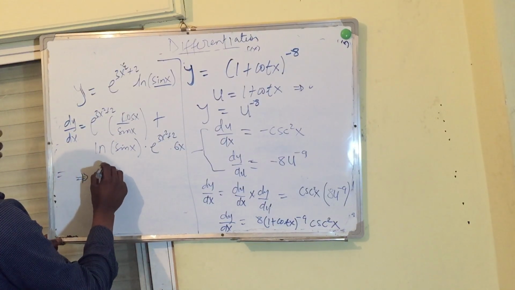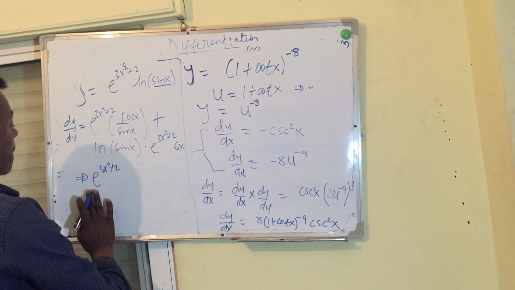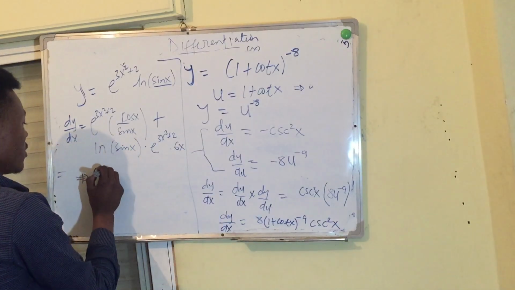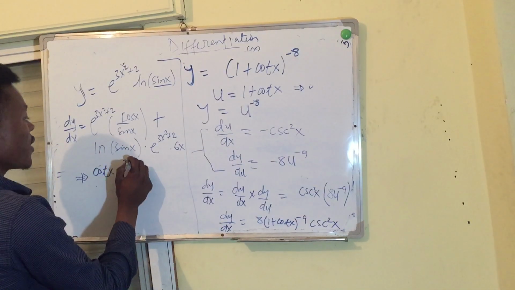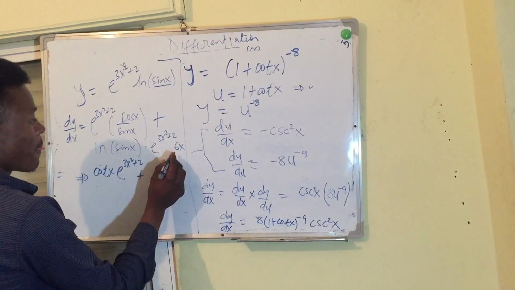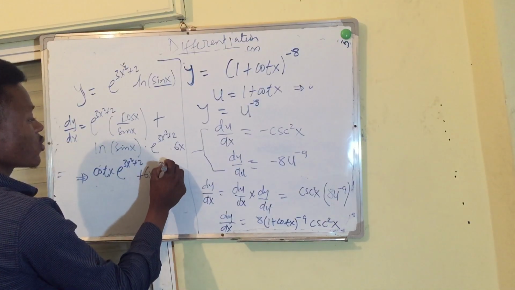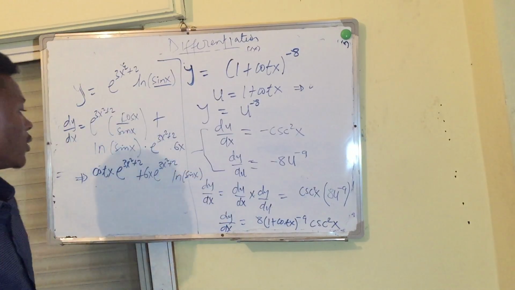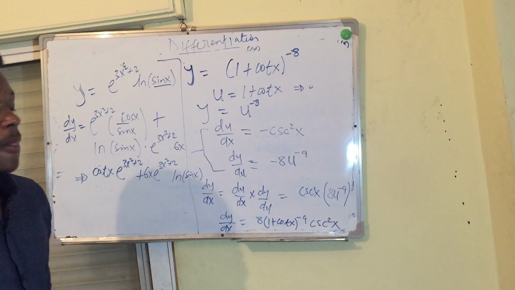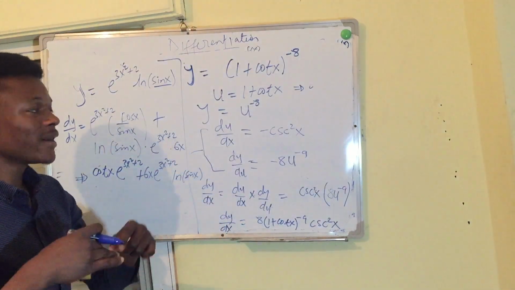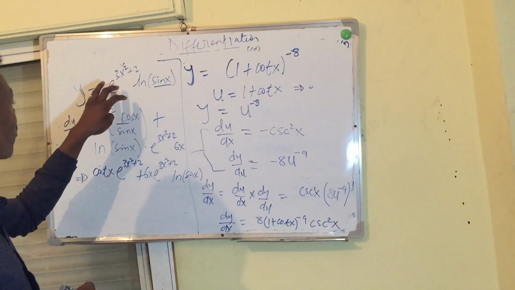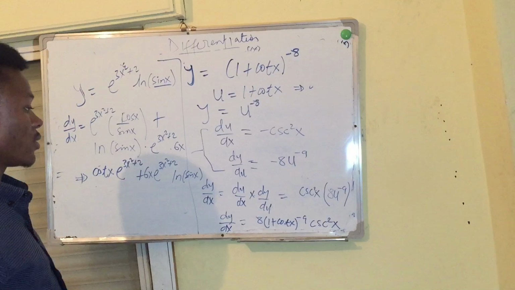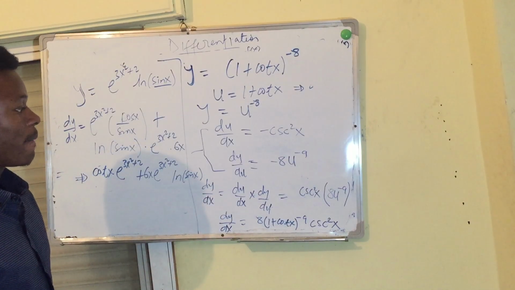So from here, let me simplify it. This is something like exponential of 3x squared plus 2. Let me write it now. cos x over sine x is cot x, right? So this is cot x exponential of 3x squared plus 2, plus 6x exponential of 3x squared plus 2 ln sine x. So yes, this whole thing involves the chain rule, involves the product rule, and includes them all together. So this is all about differentiation.